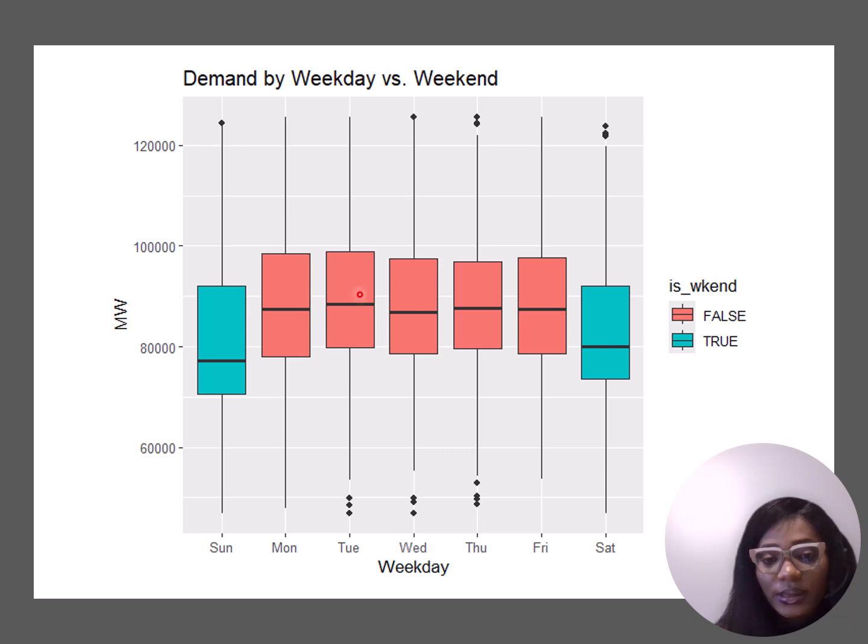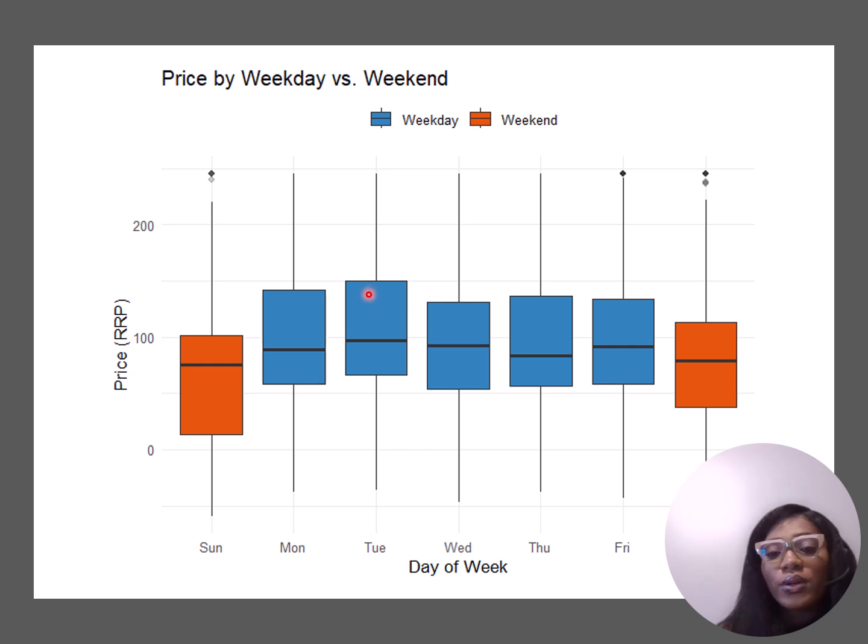For this, you can see the weekdays in pink in the middle and the weekends at the ends, and you can see that the weekday has more demand than the weekend, with Sunday having the least demand. Then with the price also, the weekday is blue in the middle and the weekends orange at the end, again with the weekends having the lowest prices in comparison to the weekdays.